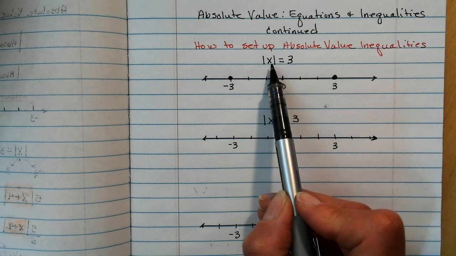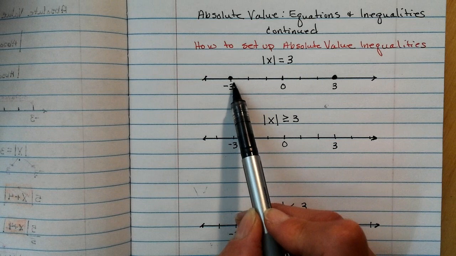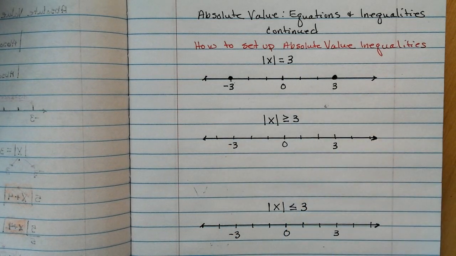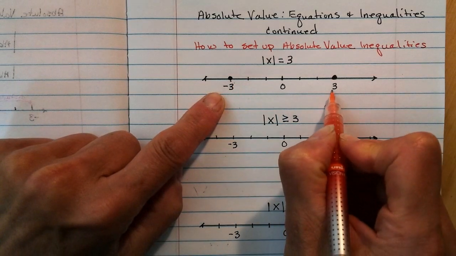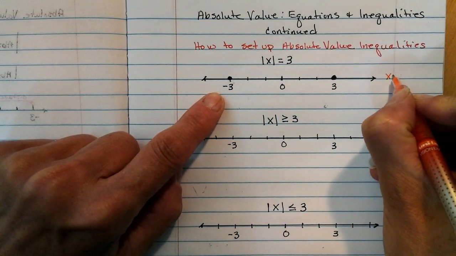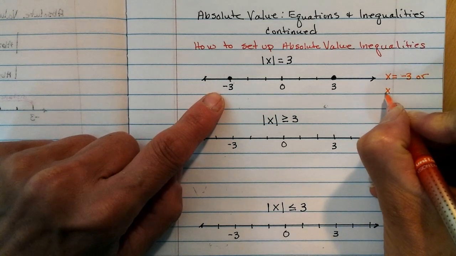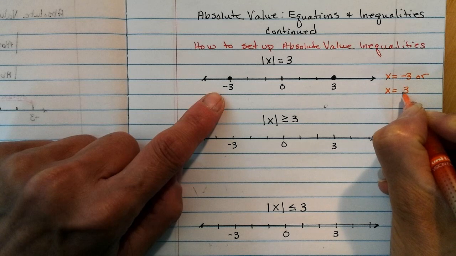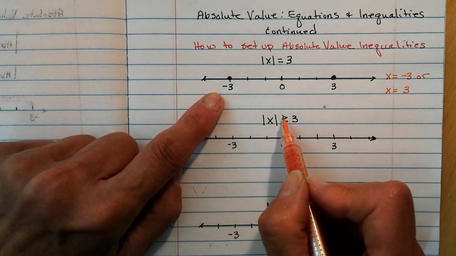So we can see here that the absolute value of x is equal to 3. And we found out that that means a measure of distance. And so we got two answers here. We got the answer that x can equal -3 or x can equal 3. So simple enough. But what happens when we have an inequality?